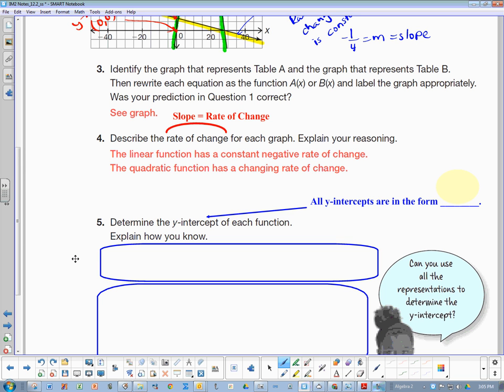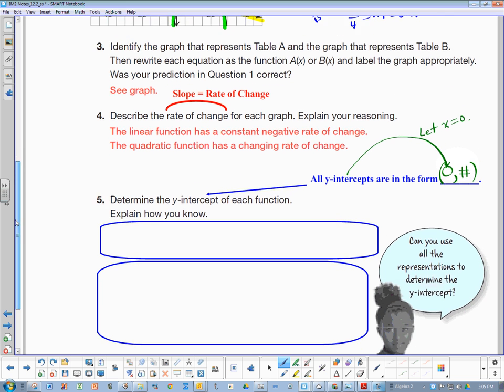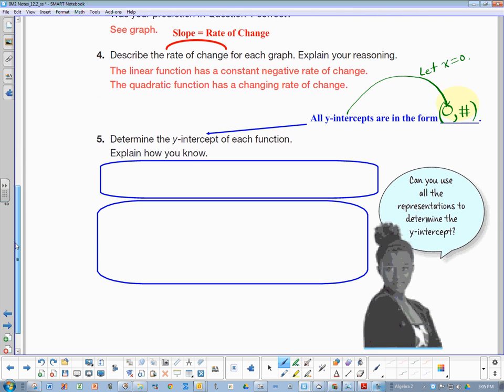Now that we found both y-intercepts, I just want to make sure, I've got this blinking highlighted yellow thing, I want to make sure that you understand that all y-intercepts are in the form of (0, a number). When you want to find any kind of y-intercept, you plug in or let x equal 0. All right?